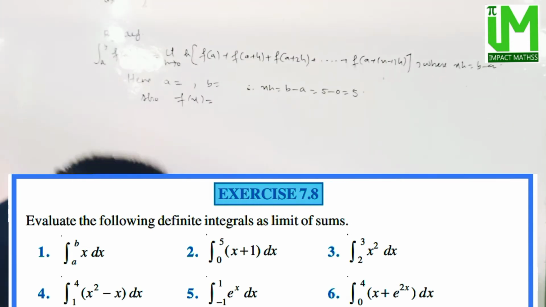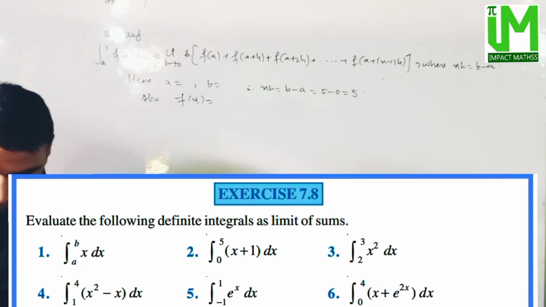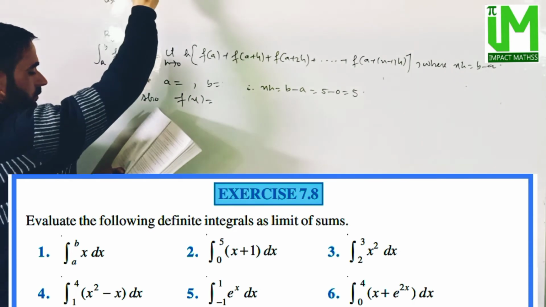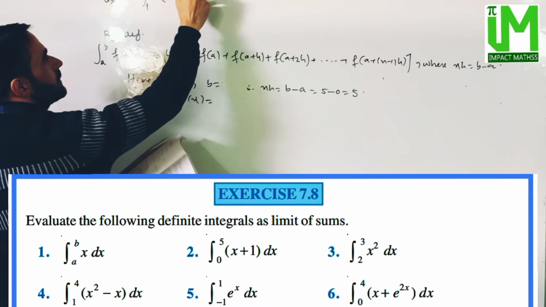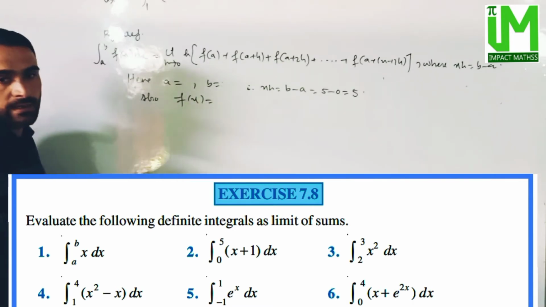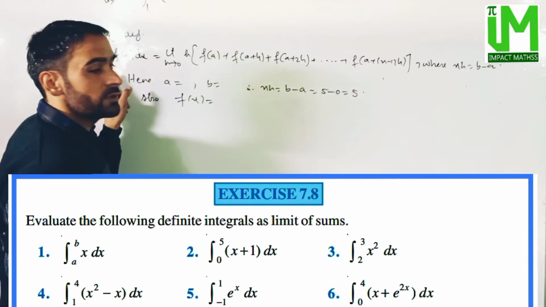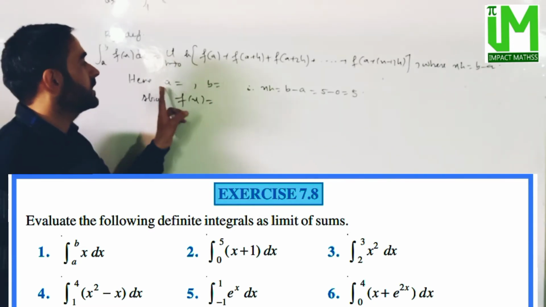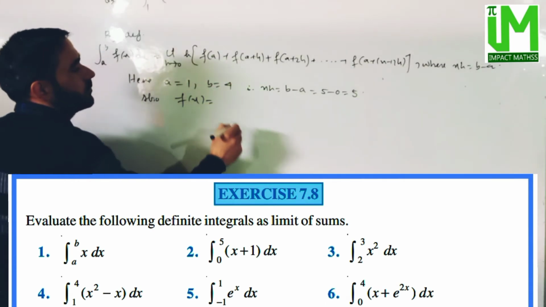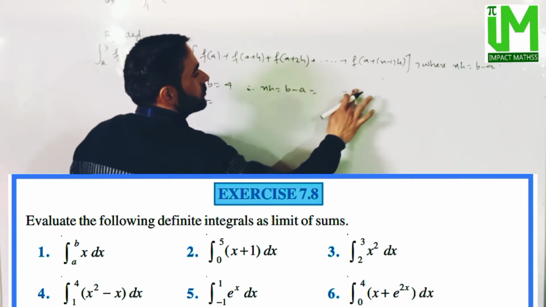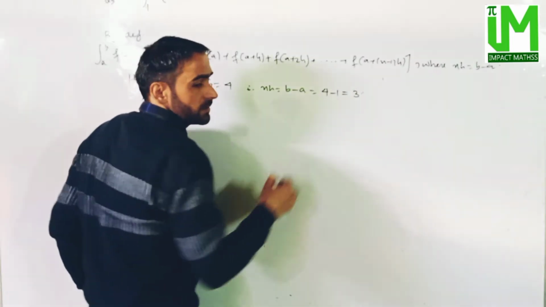Integration of 1 to 4, x square minus x dx. By definition, the integral from a to b of f of x dx is equal to this thing. The value of a is equal to 1, b is equal to 4, that means nh is equal to 4 minus 1, so this will be equal to 3.